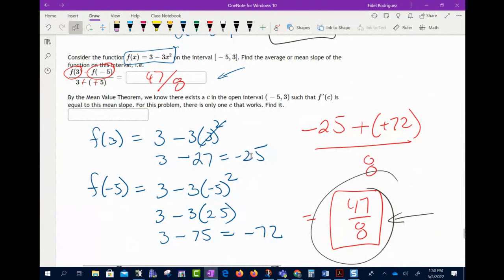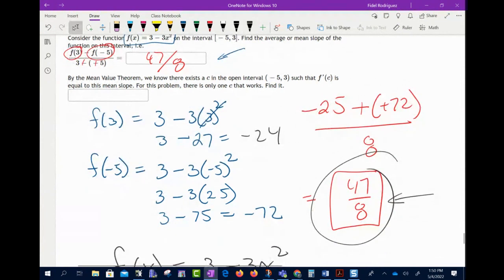That's negative 20. Oh, you know why? I know why. This is not a negative 25. This is 3 minus 27, which is a negative 24.